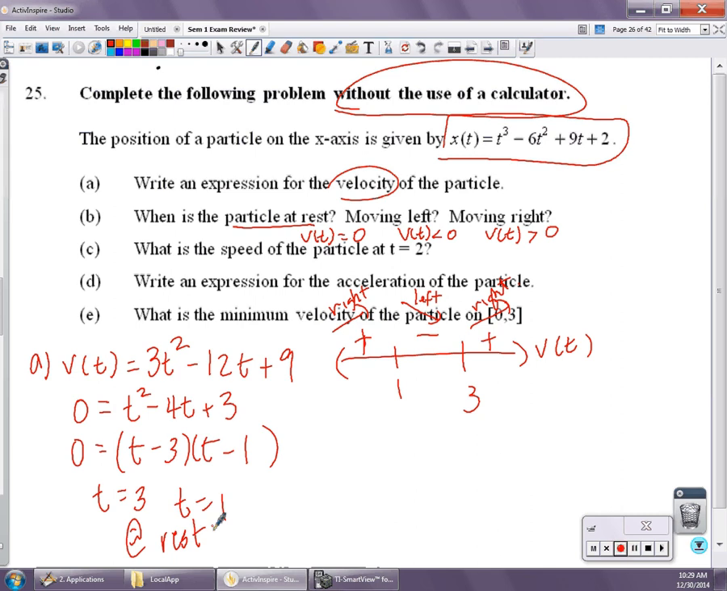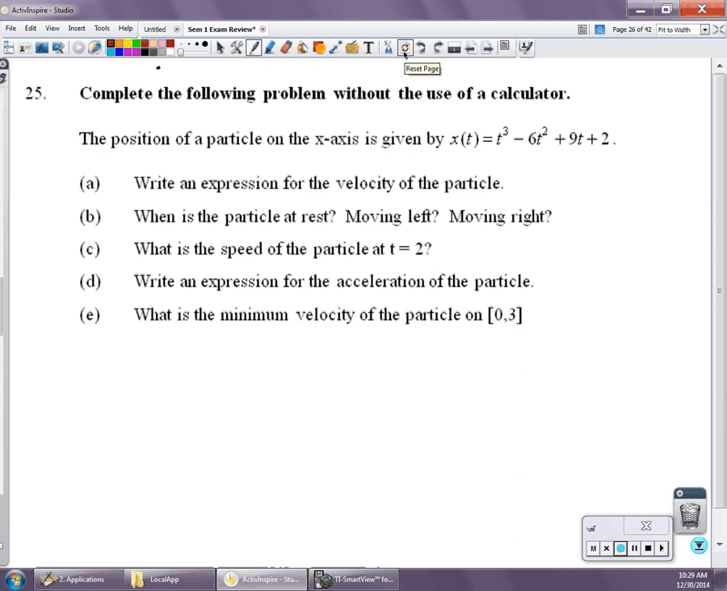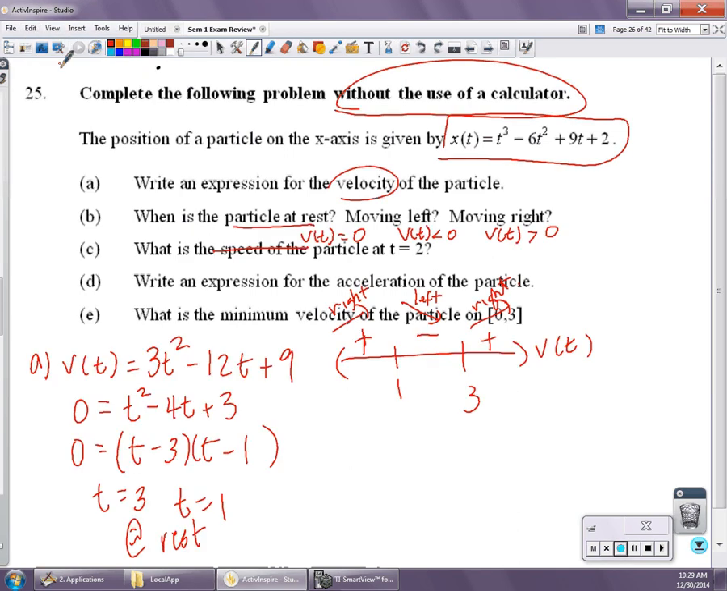Letter C asks for the speed of the particle. Remember, let's change colors here. For letter C, that speed is the absolute value of velocity.